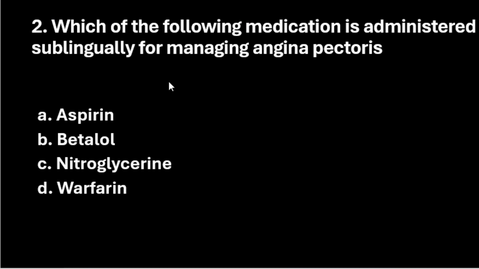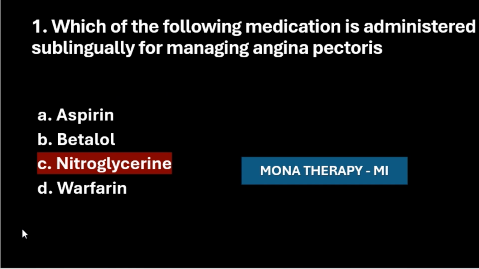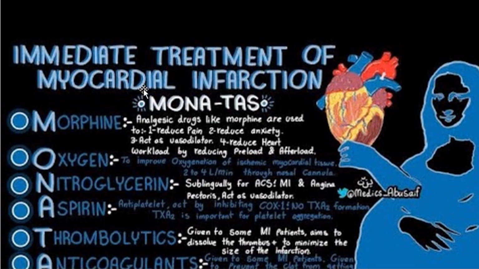Which of the following medications is administered sublingually for managing angina pectoris? Angina pectoris management is summarized in monotherapy, that is morphine, oxygen, nitroglycerin, and aspirin. In that, the sublingually given medicine is nitroglycerin. You can see the chart for monotherapy for easy remembering of all these medications. Morphine, this is an analgesic. Oxygen for hypoxia or ischemia. Nitroglycerin sublingually for ACS or MI.